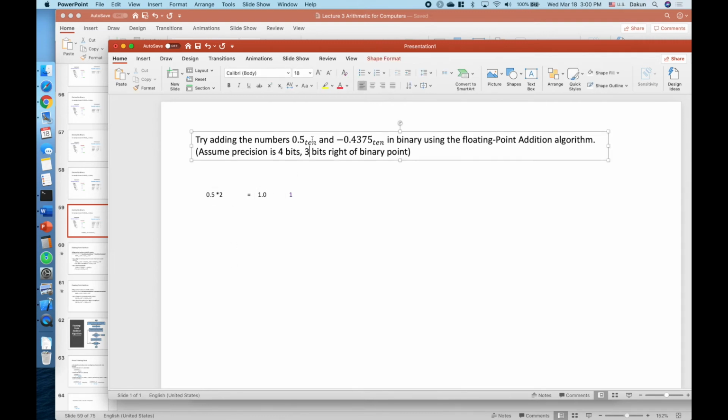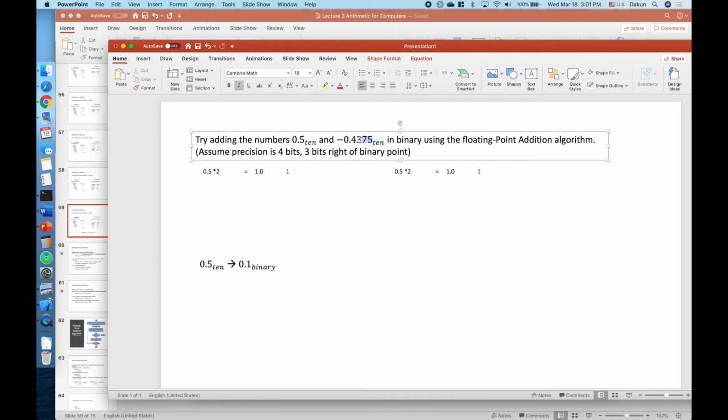So 0.5 in decimal is translated to the binary number 0.1. And next, we should translate the second number into binary, and we still apply the same method here.